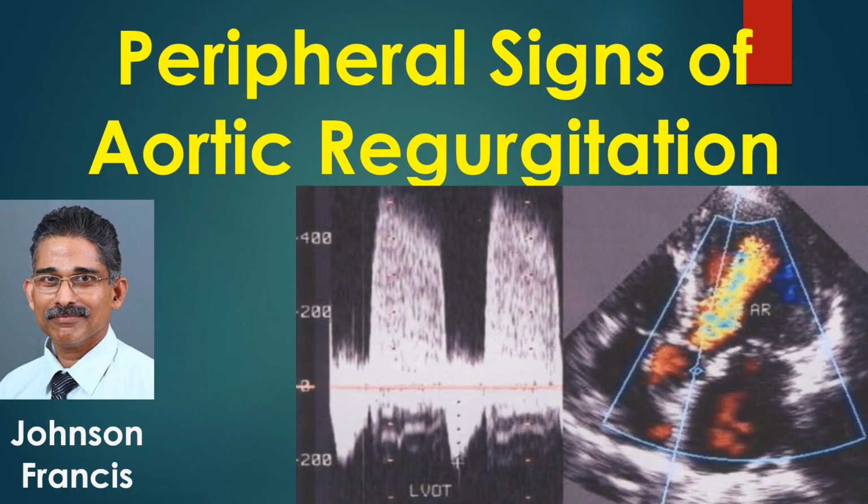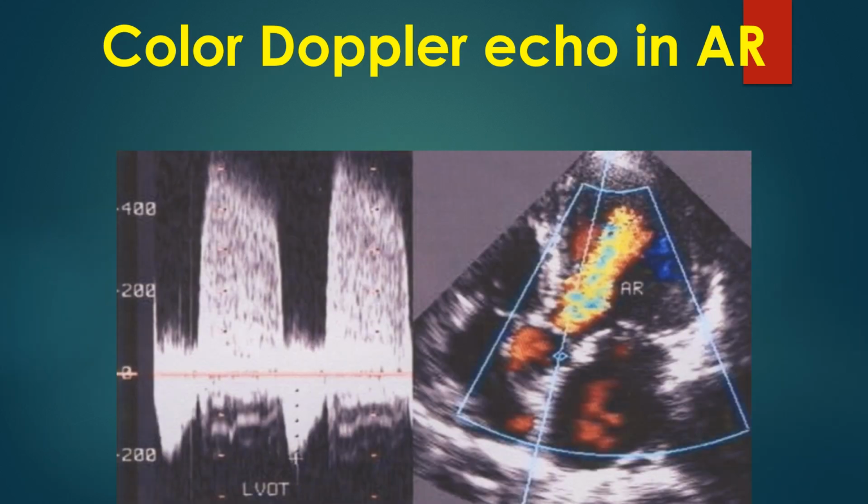Discussion on peripheral signs of aortic regurgitation. Color Doppler echocardiogram in aortic regurgitation. Left panel shows the Doppler tracing from the left ventricular outflow tract with the tongue-shaped upward AR jet and the conical downward jet of flow in the LVOT.